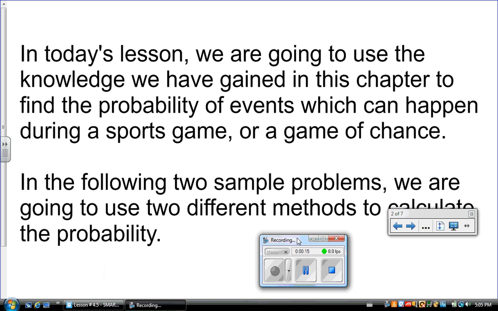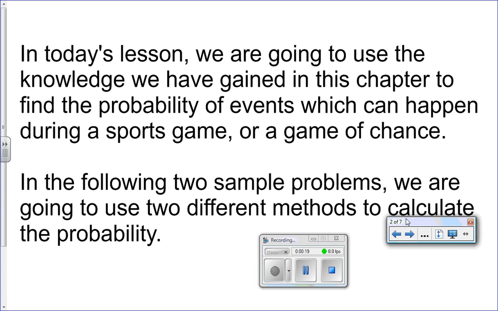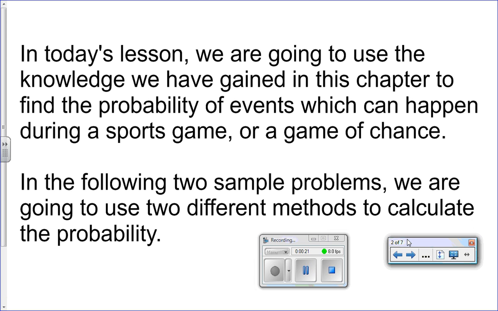In today's lesson, we are going to use the knowledge we have gained in this chapter to find the probability of events which can happen during a sports game or a game of chance. In the following two sample problems, we are going to use two different methods to calculate the probability.